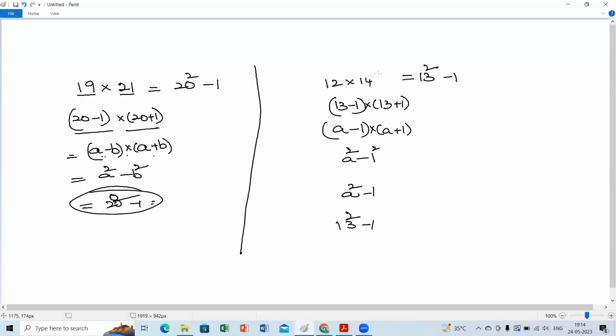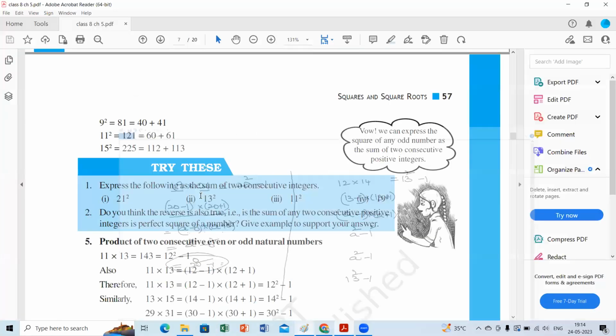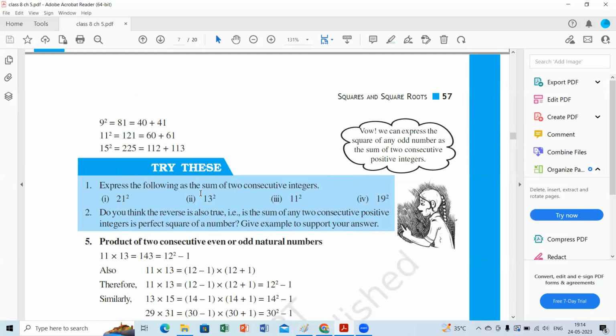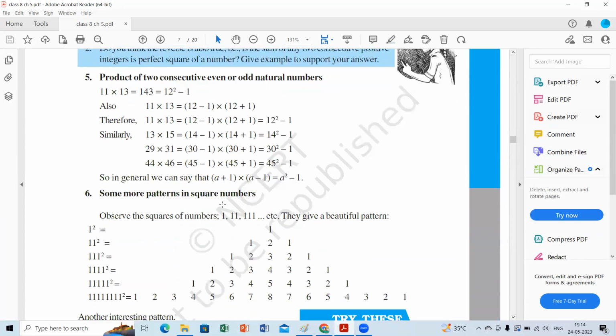Generally, in real numbers you can consider this as a pattern. We have known this pattern from class 6 onwards. But particularly they mentioned this as one identity: a product of two consecutive odd or even natural numbers can be expressed as square numbers also. That is one more interesting thing.